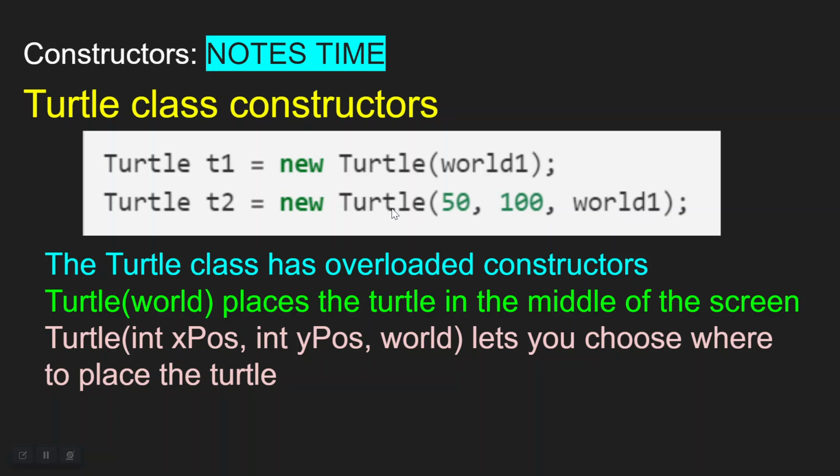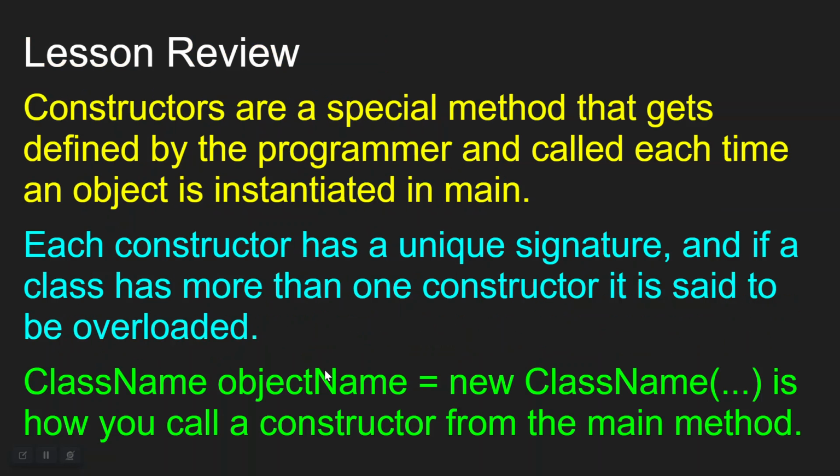You can say Turtle t2 equals new Turtle(50, 100, world1). So what that's going to do is place your t2 turtle object in that same world, but it's going to put it at 50, 100. The X position will be 50 and the Y position will be 100. So it won't be in the exact same position as your first turtle. So you've got some options in the Turtle class when it comes to what constructors you want to call, and it gives you a little bit more flexibility in terms of where you're going to place your turtles.